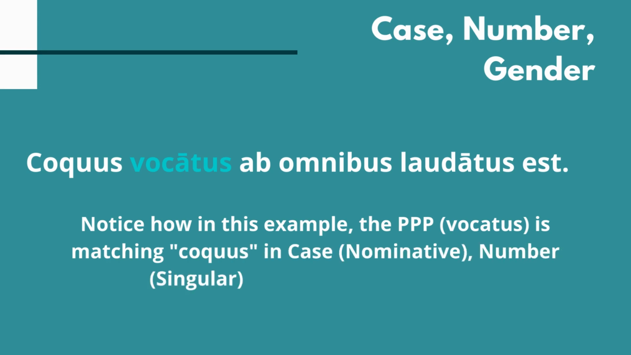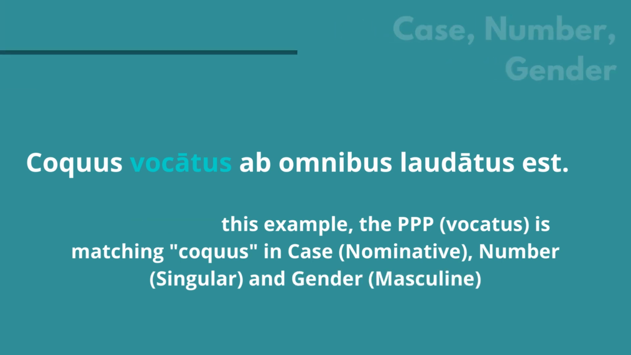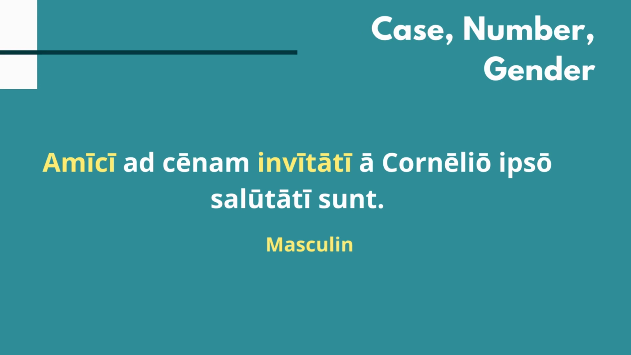So the PPP is working as an adjective. So whatever my noun is that I'm describing, that's going to be the case, number, and gender that I match. So if you see here, if I change it around, right, here we have amici invitati. Now they're both masculine, nominative, plural, right? I'm using invitati because I'm describing the amici, the friends, right, having been invited to dinner, and it keeps going from there. It's a different case, number, and gender.